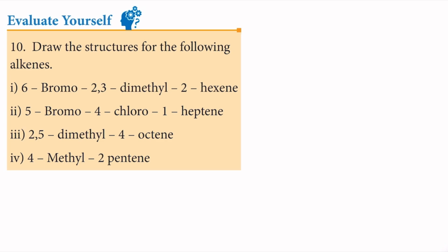For molecule 1, the root word is hex. That means we have 6 carbon atoms in the parent chain and the position of the double bond is at 2. Therefore, let us first draw the backbone, 6 carbon atoms. So 1, 2 and then double bond at 2 position and then 3, 4, 5, 6. Number it 1, 2, 3, 4, 5, 6.